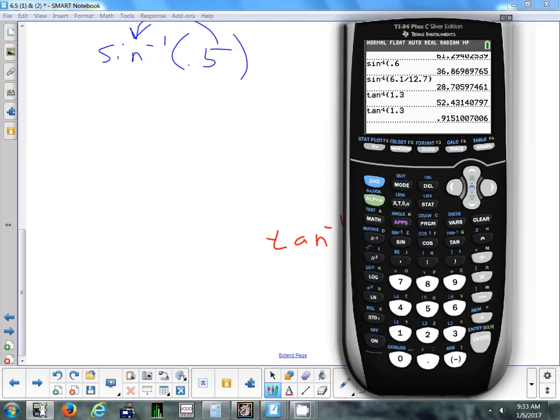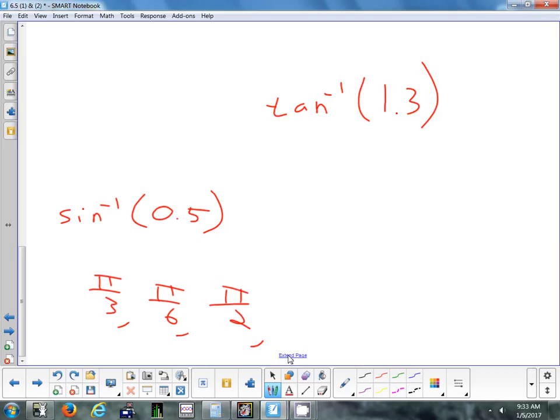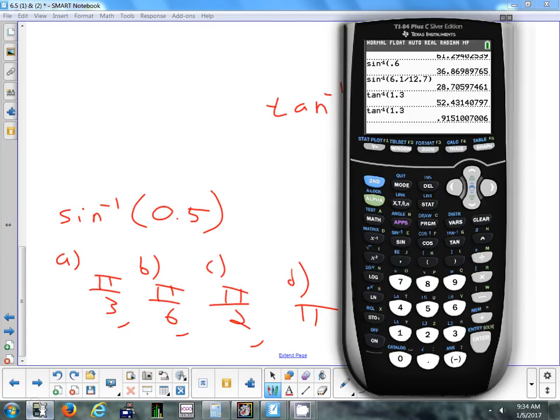Sometimes they'll give you something like this. Find the inverse sine of 0.5, and they'll list all the answers in radians. Let's say pi over 3, pi over 6, pi over 2, and pi. Let's say those were the choices. Now, if I do this in radians, which the answers are in, all of these are weird decimals. Maybe we recognize pi, that's 3.14, but all the other ones are very strange decimals.